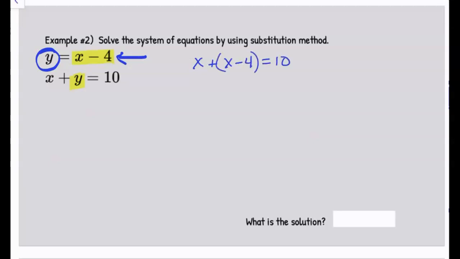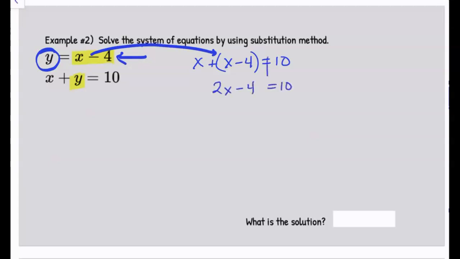I don't need parentheses there because we're not multiplying or dividing anything. I just put them there so that you could see that that is what I substituted in. So now I have to combine like terms, use distributive property, and simplify and solve for x. No distributive property, just an x plus x, which is 2x, minus 4 equals 10.